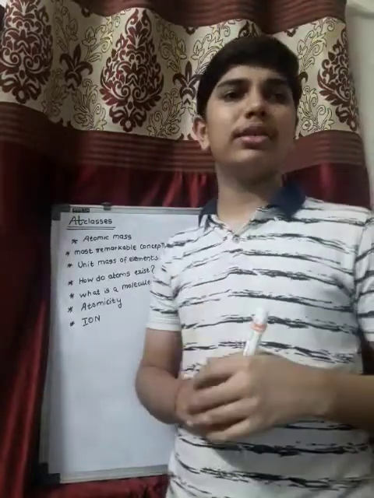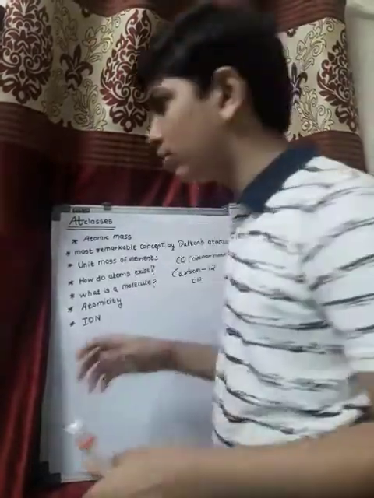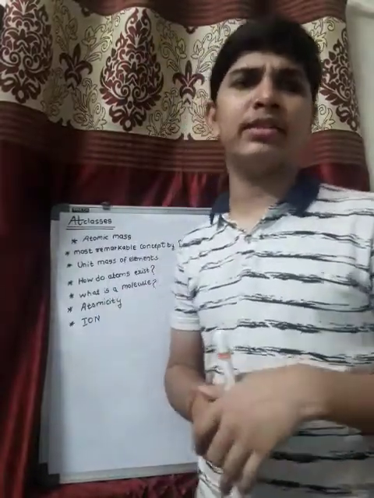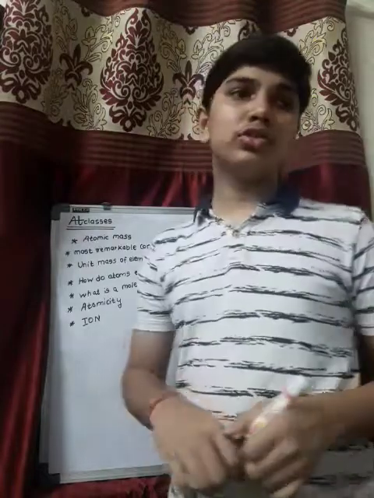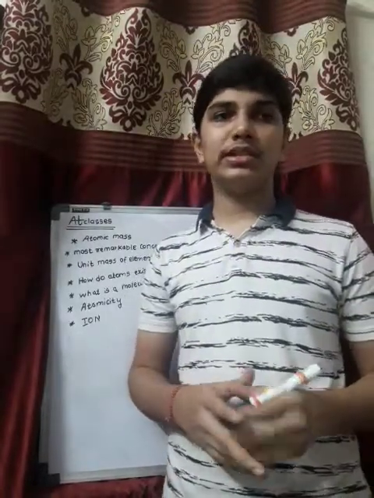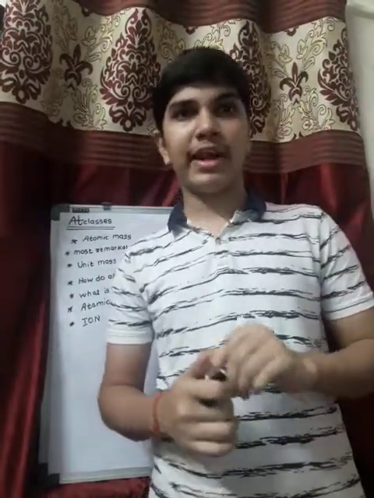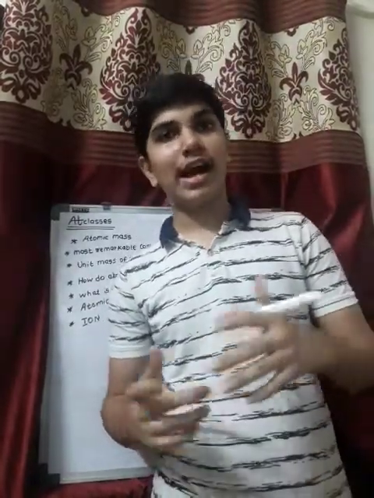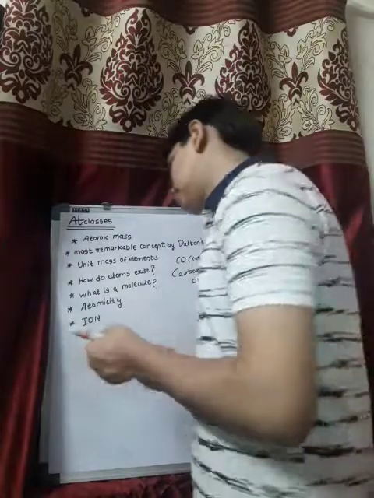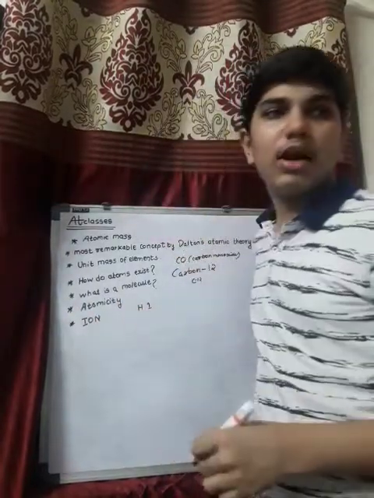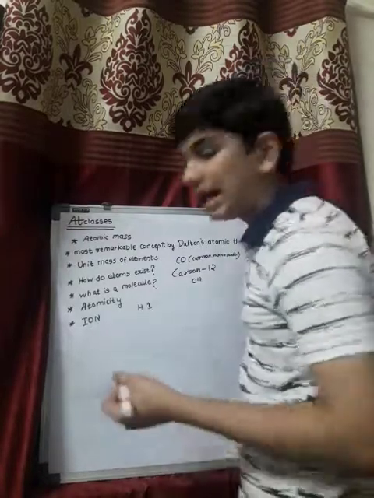Now we will discuss the atomic masses of a few elements that we know from our modern periodic table, which we will study in the 10th standard. So hydrogen, of course, is the first element in the modern periodic table. Hydrogen's atomic mass is 1. Now carbon's atomic mass is 12.